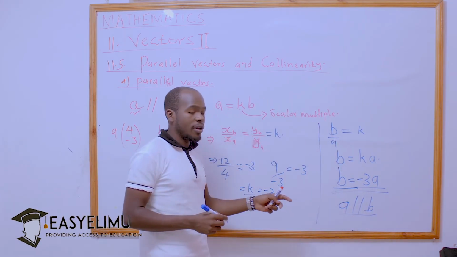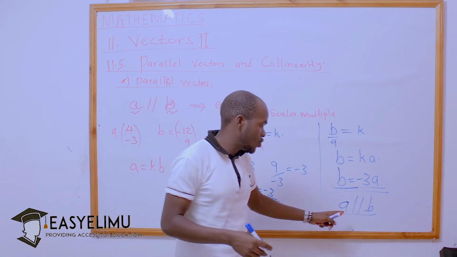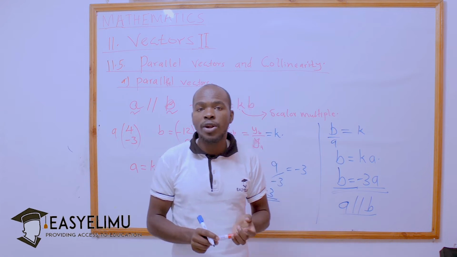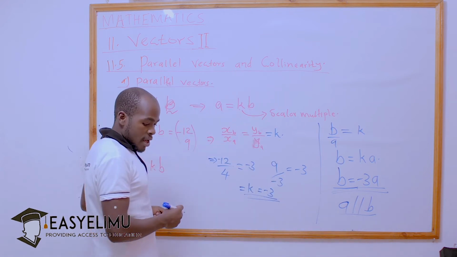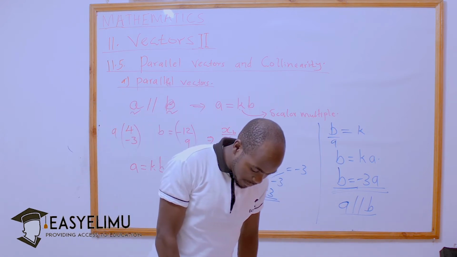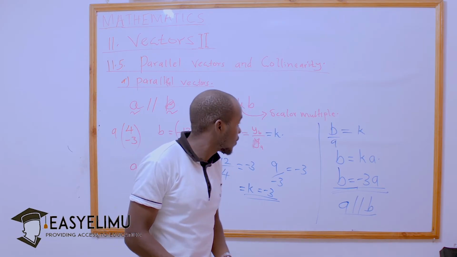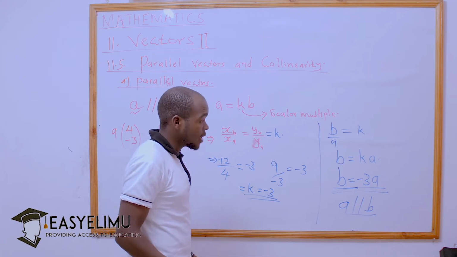The symbol for parallel, we just draw two lines there, as you can see. That means they are parallel. Next, I want you to verify that -6, I'll give you one as an exercise.